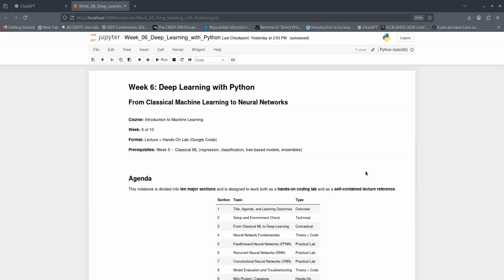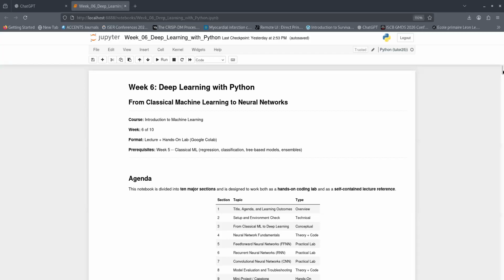So here we introduce deep learning with Python, and we name the subtitle "From Classical Machine Learning to Neural Networks." That's what you have seen yesterday, and one of you presented on classical machine learning with an application for loans.